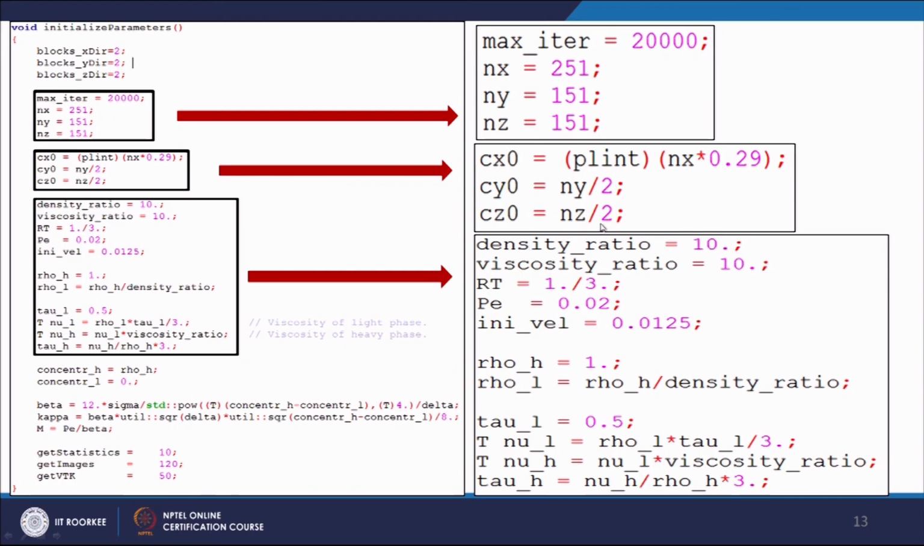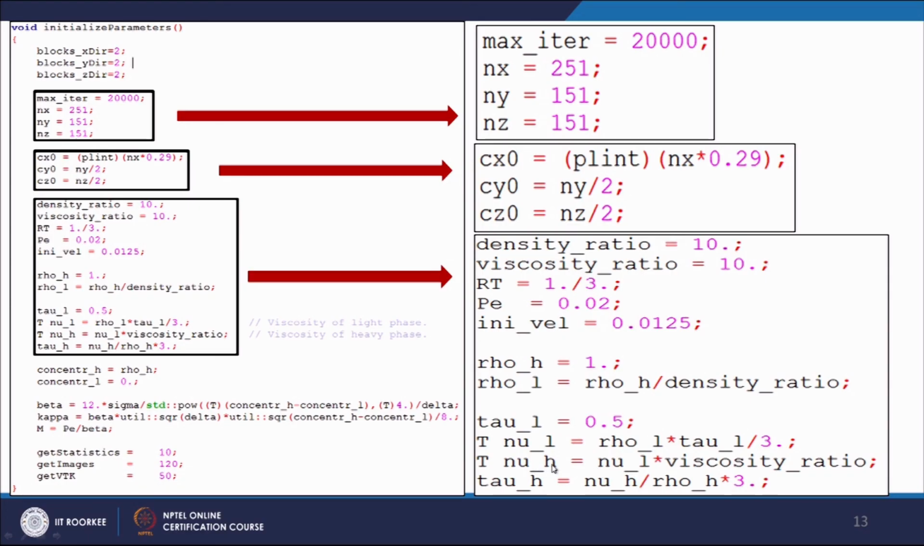Then here you see in this loop we have given the density and viscosity values. Density ratio we have taken as 10, viscosity ratio between the fluids we have taken as 10, and here we have given some other parameters also like initial velocity, Peclet number, and we have also given the density of the highest density fluid and the density of the lowest density fluid depending on the density ratio 10. So, this is rho h by density ratio. Similarly for viscosity, tau 1 we have considered as 0.5, and similarly tau h can be calculated by nu h by rho h into 3.